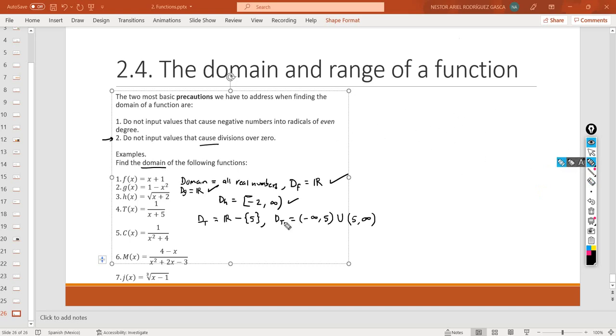Okay. So we have 1, 2, 3, 4 down. What about number 5? C of x equals 1 over x squared plus 4. Observe this for a moment, guys. Pause the video and try to see if the fact that the x appears in the denominator in this function will cause any trouble. Pause the video and try to come up with an input value that will cause a 0 in the denominator. Pause it.